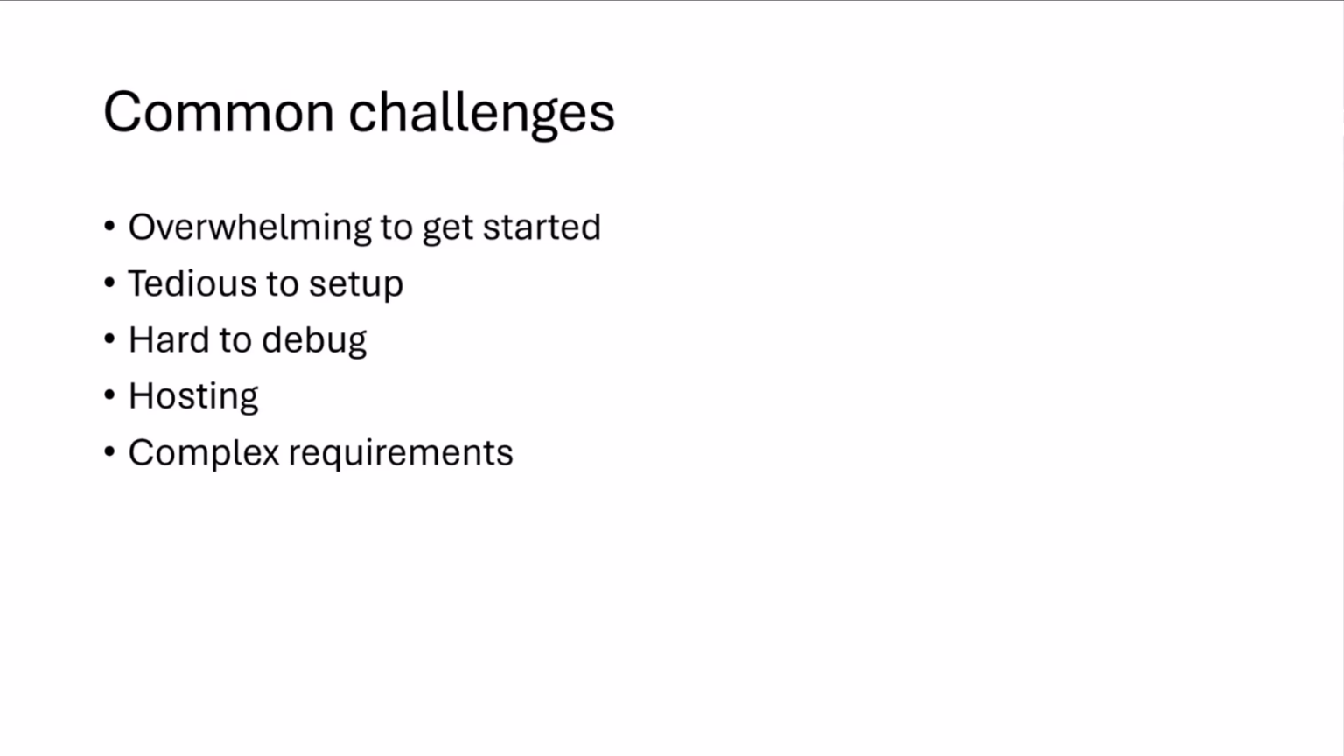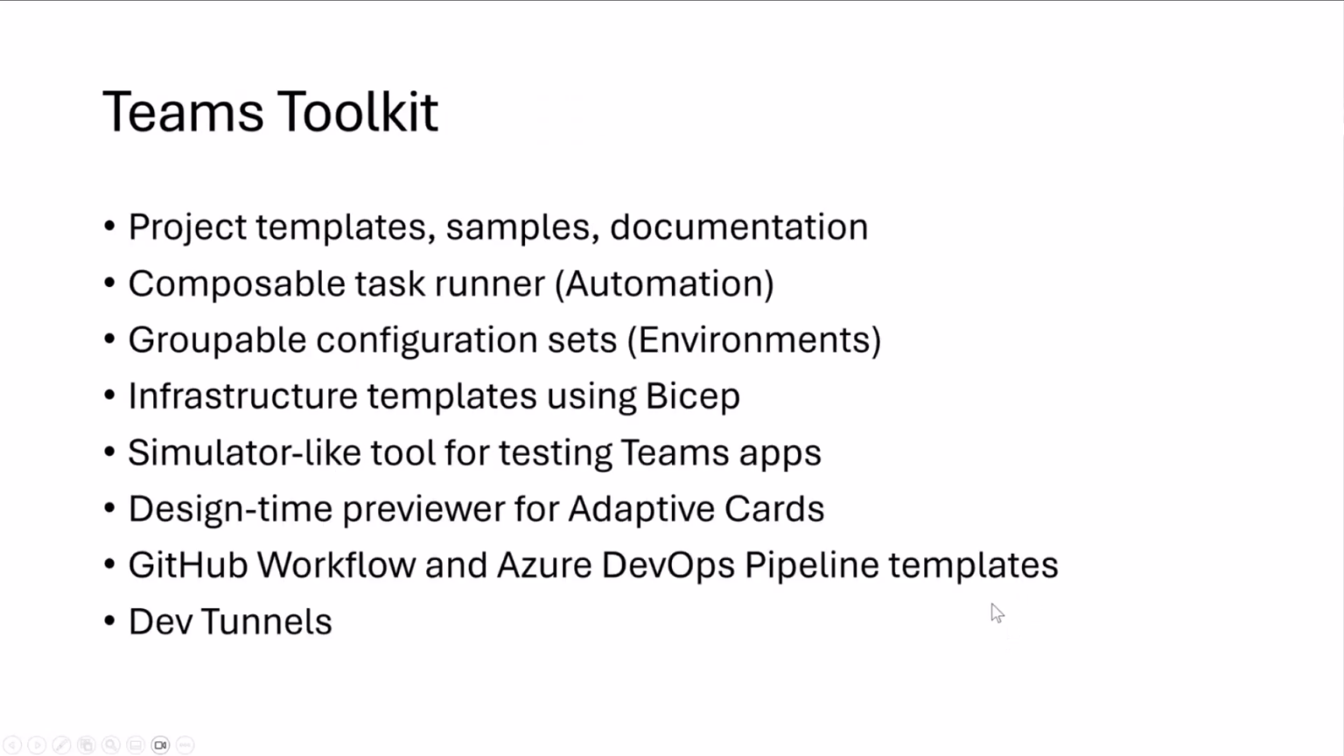Or, common things. So with that in mind, we set out a couple years ago to build developer tools to help the experience for many of these challenges. That's where we came up with Teams Toolkit. So Teams Toolkit is really these things. It is project templates and samples and documentation. On top of that, we've built a composable task runner system to help with the tedious setup. We have ways to group configuration sets, which we call environments. We have defaults for infrastructure to host these things that we use Bicep for. We have a simulator-like tool for testing these apps inside of Teams, and I'll talk about that in a minute.